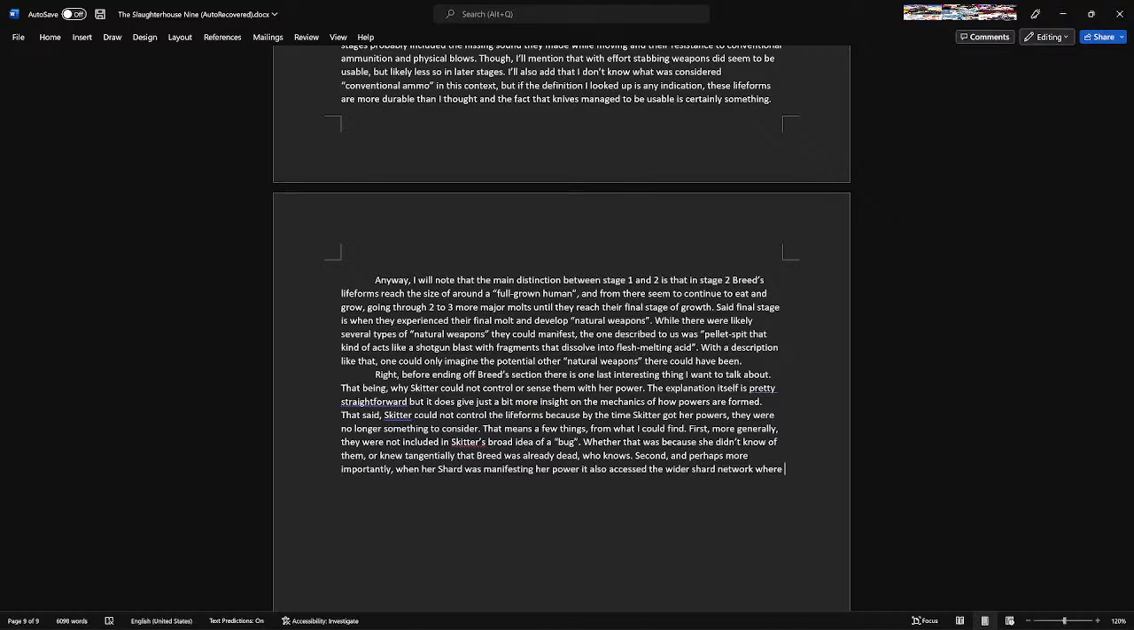The plagiarism is pretty straightforward, but it does give just a bit more insight on the mechanics of how powers are formed. That said, Skeletor could not control the life forms because by the time Skeletor got her powers, they were no longer something to consider. That means a few things.